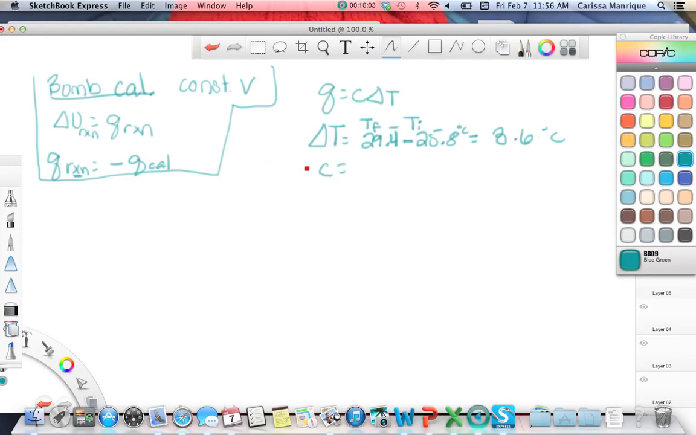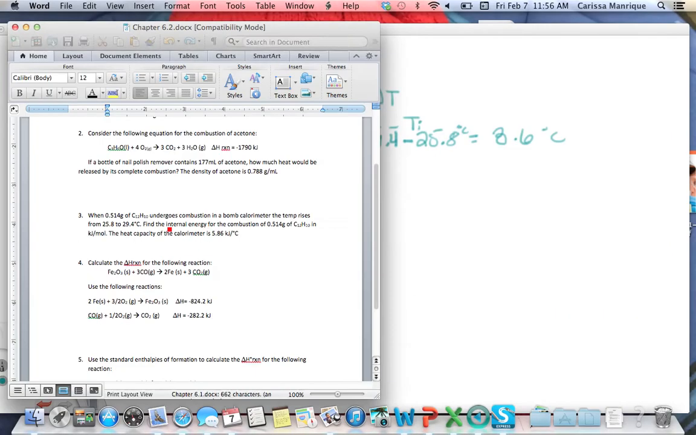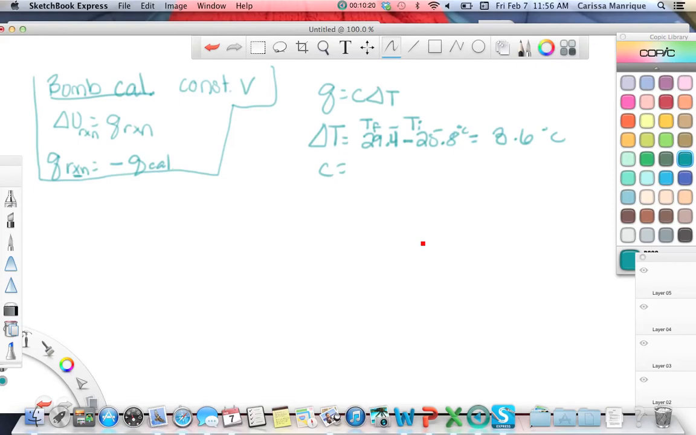Our C, let's look at the problem here. Find the internal energy of 0.154 grams of that in kilojoules per mole. So we want kilojoules per mole. The heat capacity, which is C, of the calorimeter is 5.86 kilojoules per degree Celsius. So C is 5.86 kilojoules per degree Celsius.